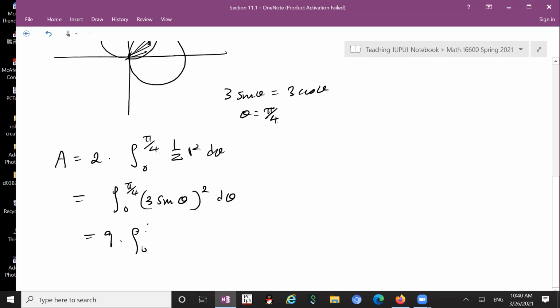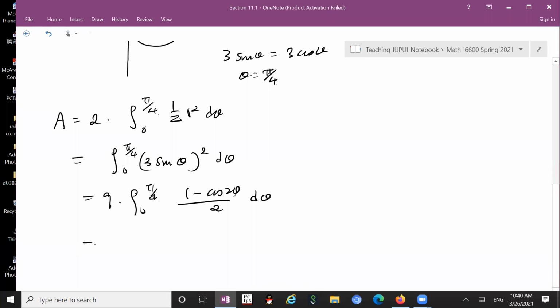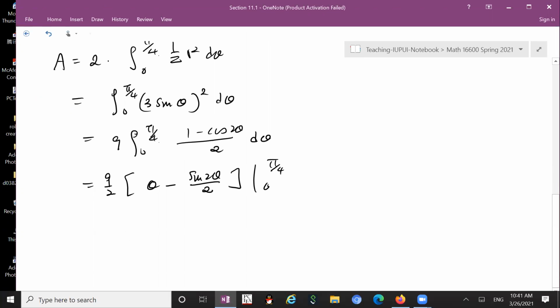And the integral from 0 to pi over 4 of sine squared theta is going to be (1 minus cosine 2 theta) divided by 2 d theta, right? Then you find the antiderivative: the antiderivative of 1 is theta, and the antiderivative of cosine 2 theta will be sine 2 theta divided by 2, right?